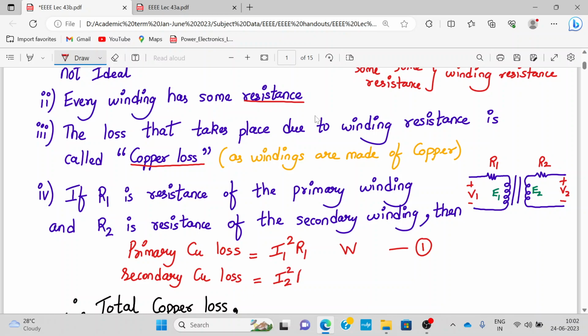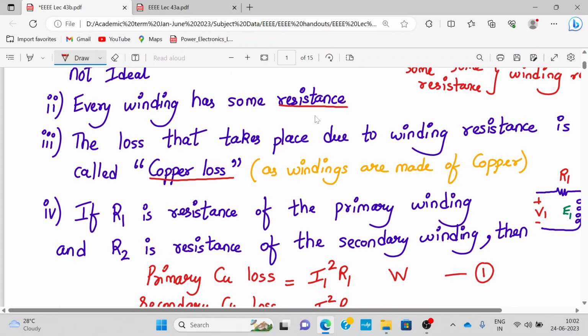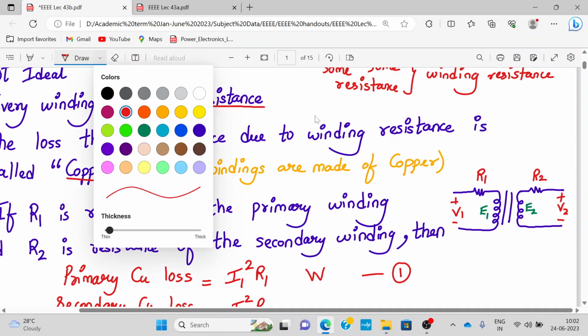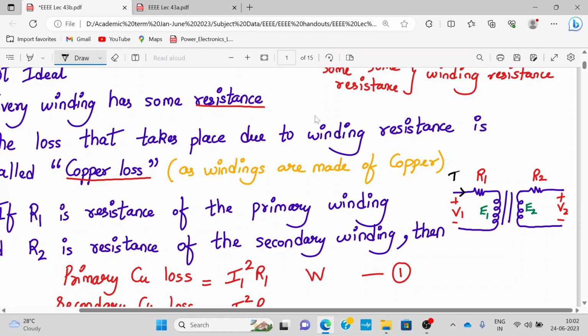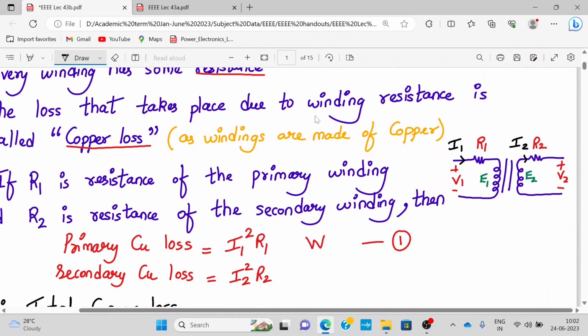I2 square into R2. You see, the current flows through the primary winding, and that current we call I1. Okay, and here a current flows through the secondary winding also, and that current is called I2. So that's why there is a power loss, right? Because there is a resistance, there will be a loss. So primary copper loss is denoted as I1 square R1. Secondary copper loss is I2 square R2 watts, and this is equation number 2.